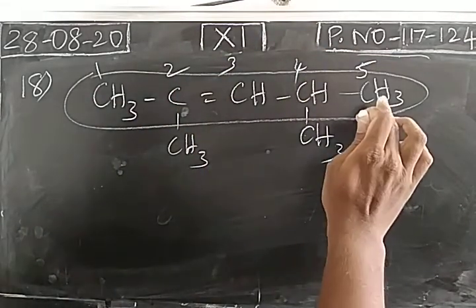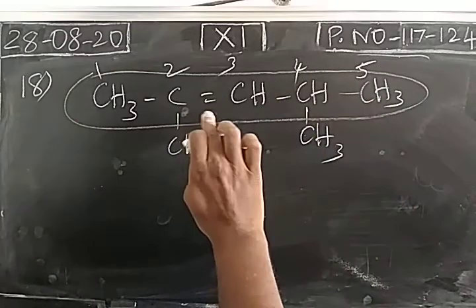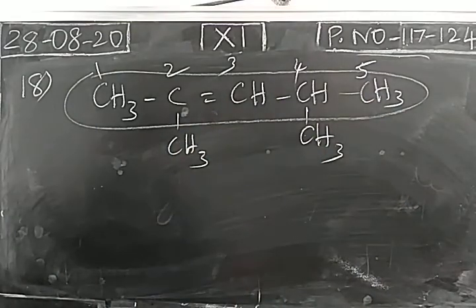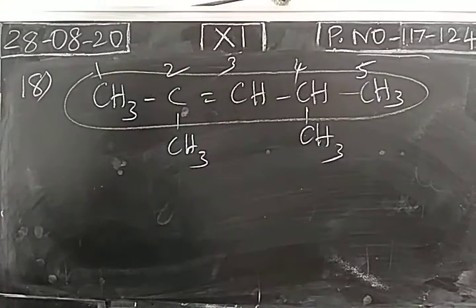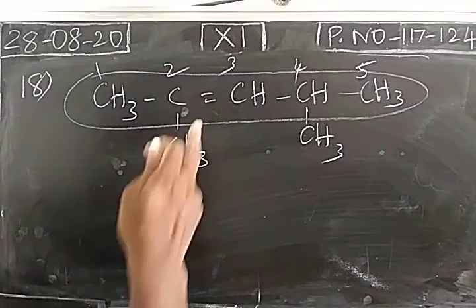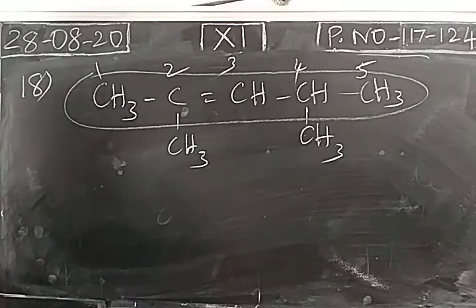If the number is given from this carbon, the position of the double bond will be 3. So that will be the wrong one. When the number is given from left to right, the position of the double bond is 2. So this is the correct method.